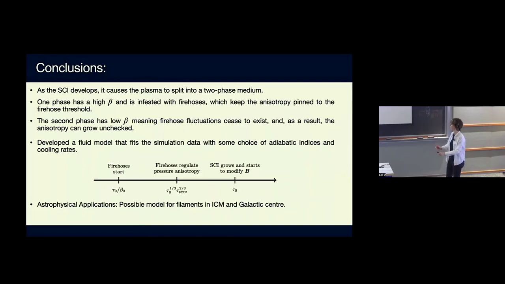And I guess one big plot that Dimitri really likes is the summary of the timescales, with where the fire hoses start, how the fire hoses regulate the pressure isotropy, and the timescale on which the synchrotron cooling instability starts to modify the magnetic field. But that's it. So I'll leave this slide up, but I guess if anyone has any questions.